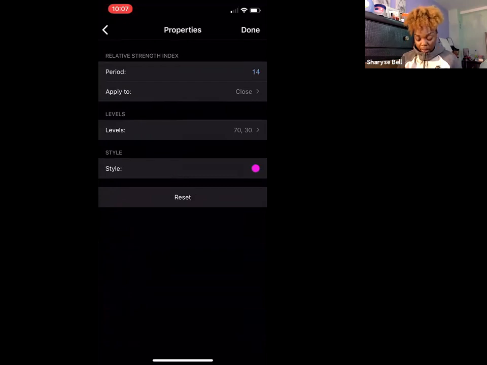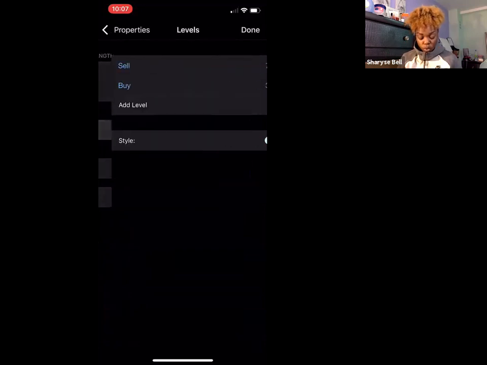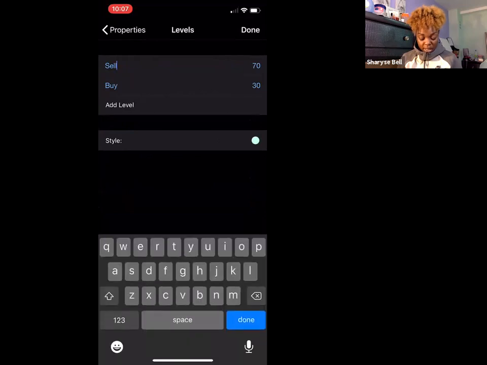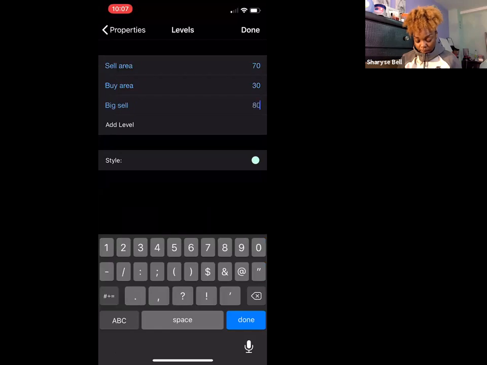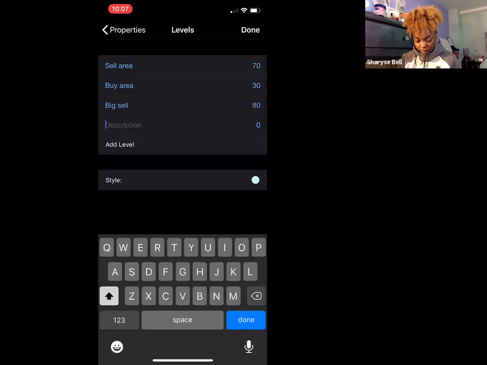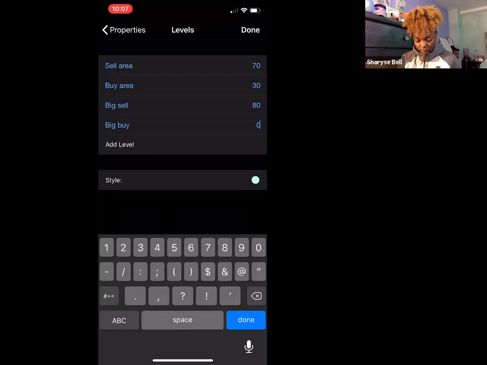right? And then you're going to go to levels. When you go to levels, you can literally just tap here, right? So area, you can do buy area, right? You can add a level. Sometimes I like to do 80, right? And then sometimes I like to do a 20, right? It all depends on you. It's all up to you.